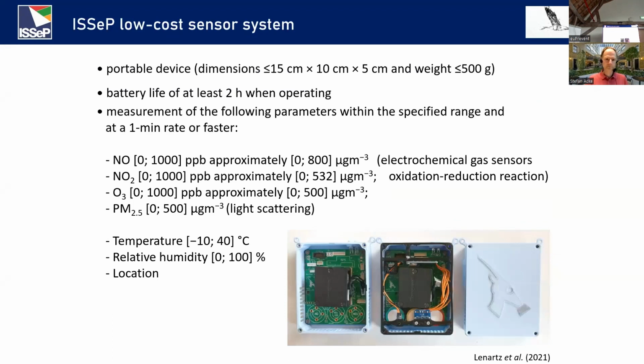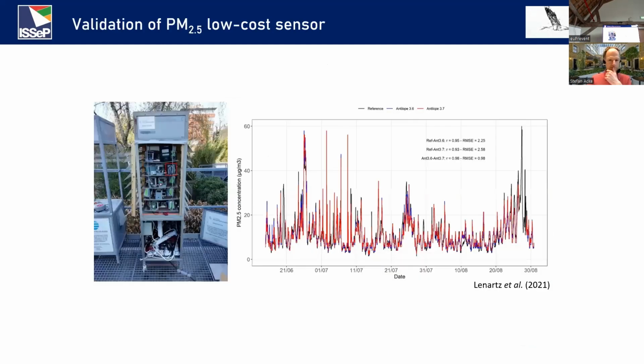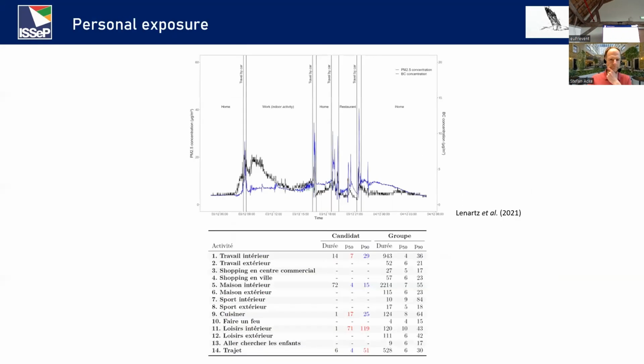So just a slide to present a little bit more the ISSeP low-cost sensor system. It's a portable device, and we can have measurements at the resolution of 1 minute in this case, but we can go up to a 1 second rate. With this device we can measure different pollutants, gaseous and particle pollutants, and we also have some meteorological variables. This slide shows that the particulate matter measurements made by this sensor fit quite well the values of the reference station. But it's not the case for the gaseous pollutants, which need some calibration to obtain good values.